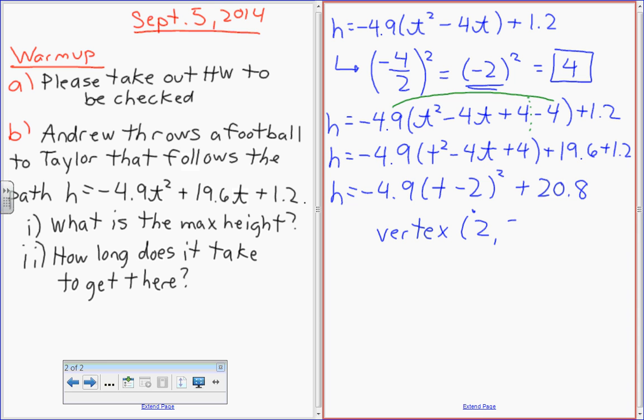Two and what? 20.8, good. And are we opening upwards or downwards? How do you know? I didn't hear you. I hope you said down. You said down because that's something right.